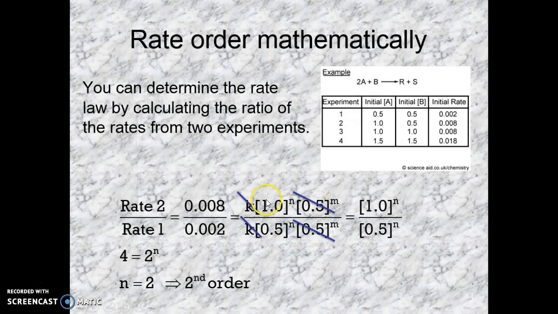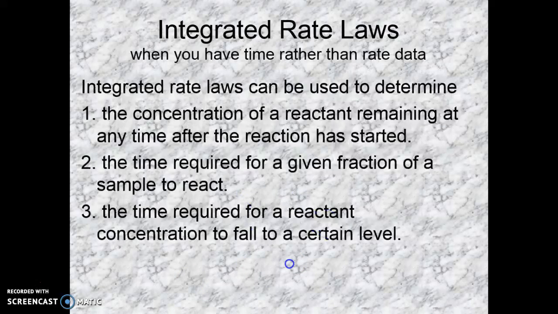But you cancel out the constants, and what you wind up with is what the rate order for A is going to be. You've got 1 to the n divided by 0.5 to the n. Well, that's equal to 4, so 4 equals 2 to the n. So what's n? 2, second order. So you can figure it out this way. Like I said, I think it's just easier to look at it logically.